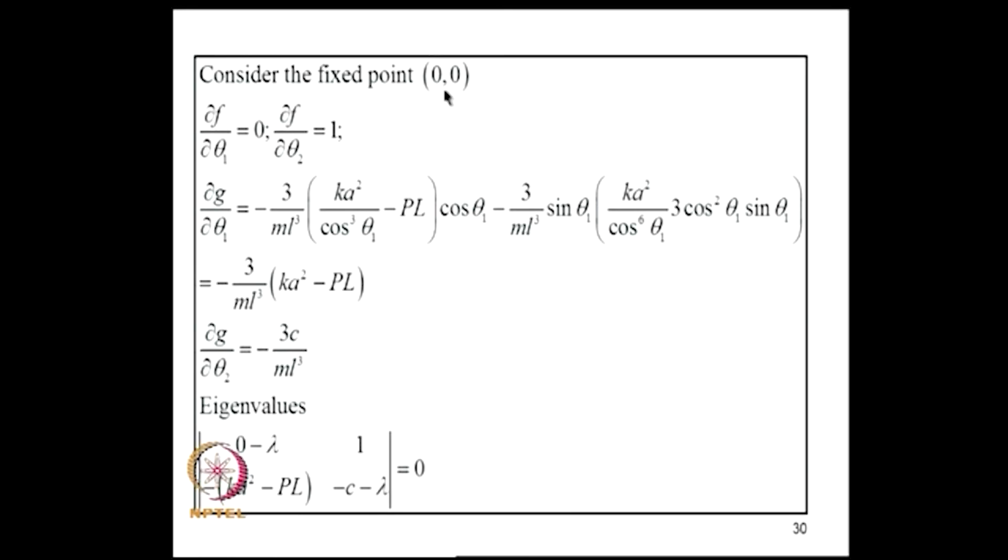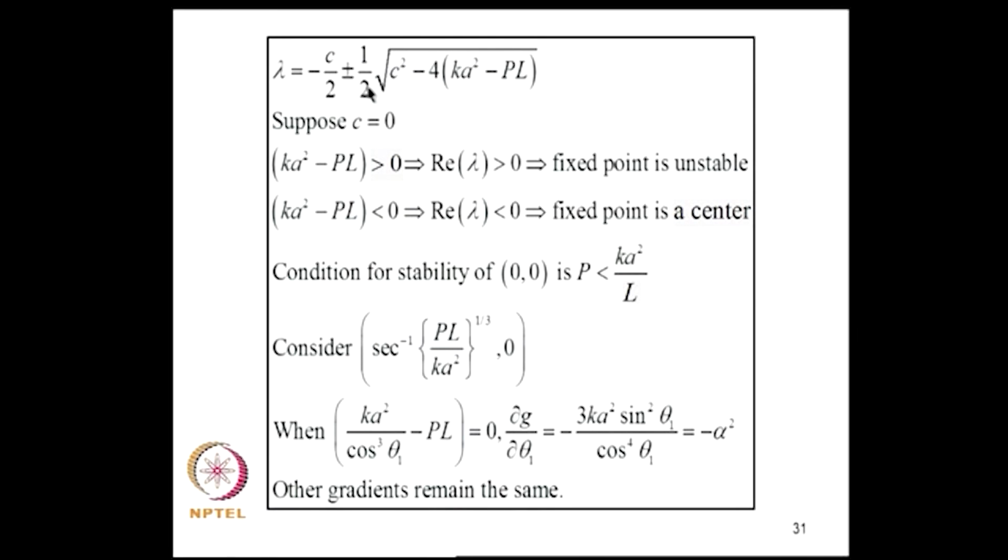Now, consider the fixed point 0 comma 0 first. So, I get the gradients in this case to be dou f by dou theta 1 is 0, dou f by dou theta 2 is 1, and dou g by dou theta 1 will be this quantity and dou g by dou theta 2 is this. So, the eigenvalues of interest are to be evaluated by finding roots of this equation. If you do this, I get the eigenvalues as minus c by 2 plus minus half square root of this, etc. Now, suppose for sake of discussion damping is 0.